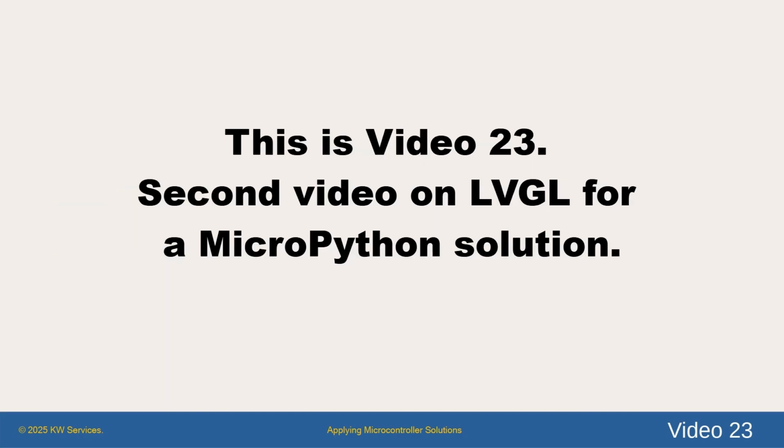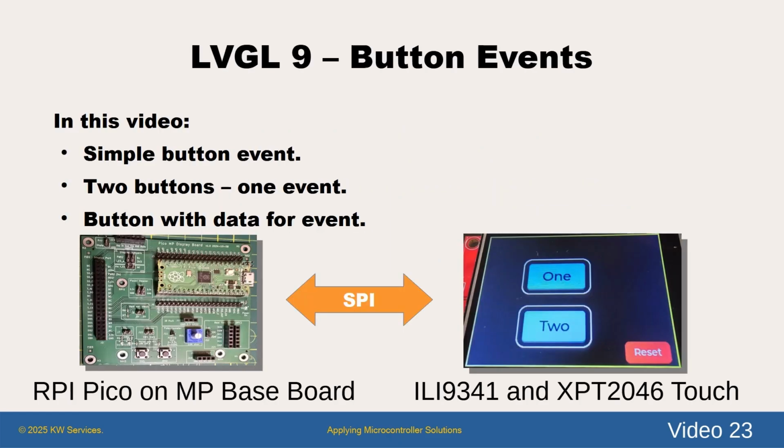This is video 23 on MicroPython and the second video on LVGL 9 on a Raspberry Pi Pico. In this video, we review 3 examples using button events in LVGL 9. First, we look at the code for a simple button. The second example shows how to use a single event for 2 buttons. The third example shows how we can pass data to an event.